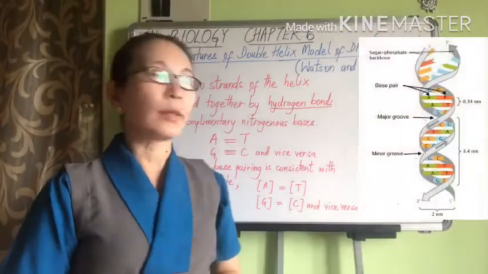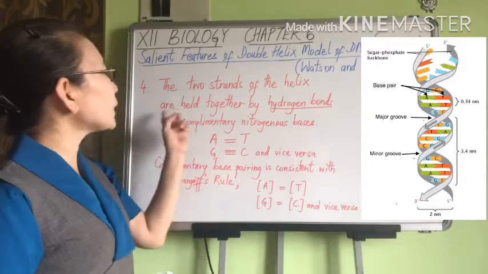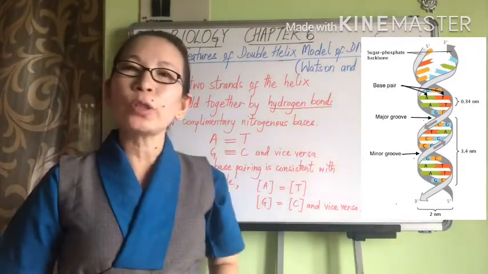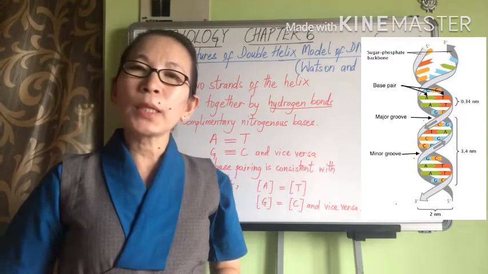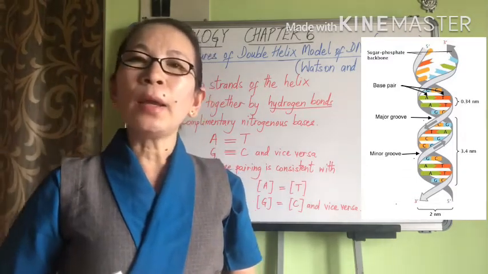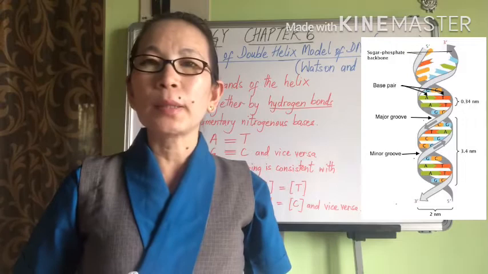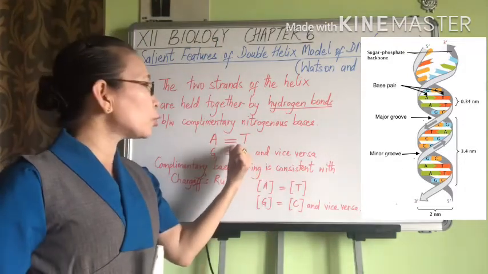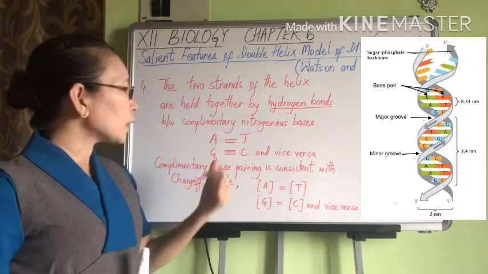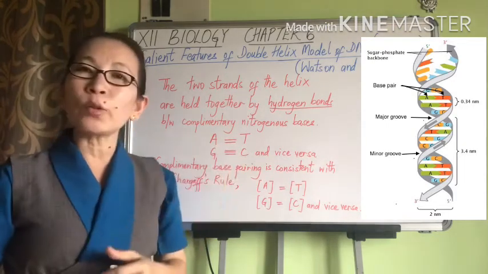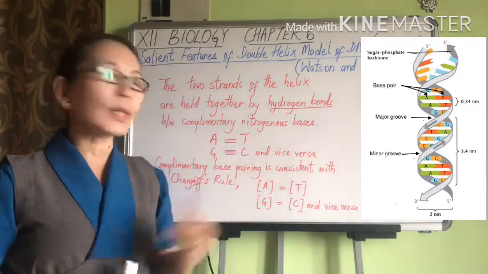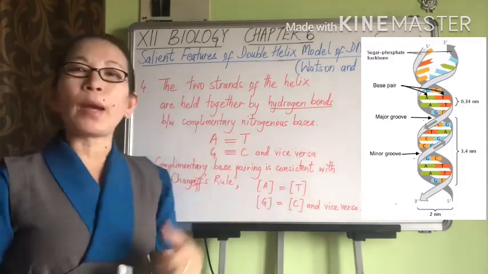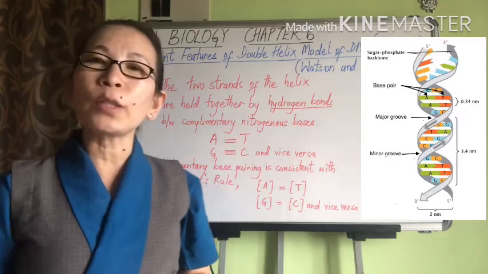The next salient feature is that the two strands of the helix are held together by hydrogen bonds between complementary nitrogenous bases. The base pairing between the two strands of the DNA isn't any combination of bases. Instead, adenine selectively pairs with thymine with two hydrogen bonds, and guanine selectively pairs with cytosine with three hydrogen bonds, and vice versa. And these A-T and G-C pairings are referred to as complementary base pairing.